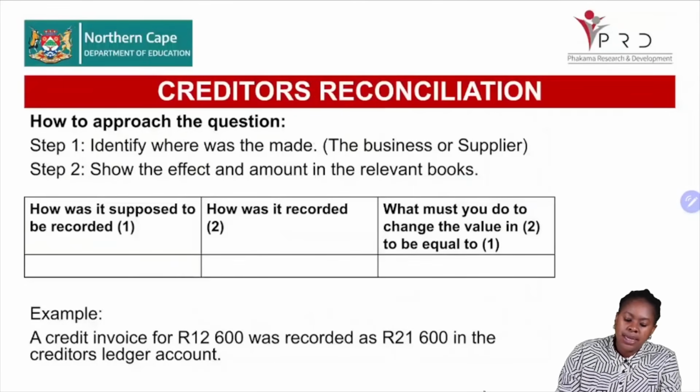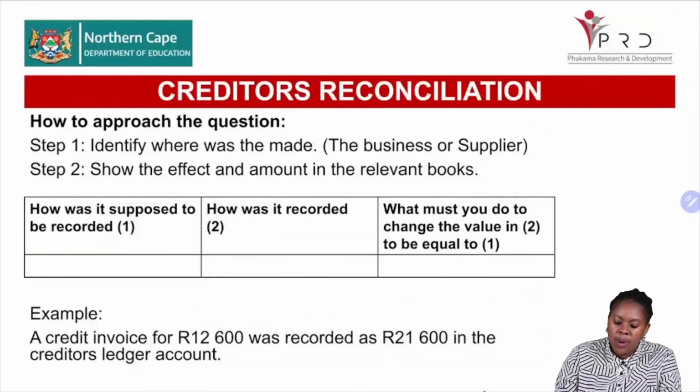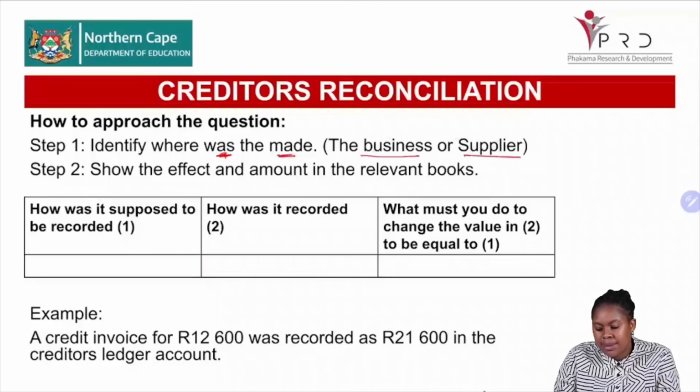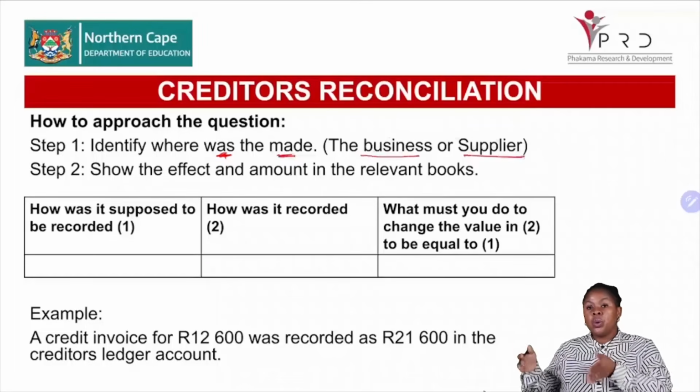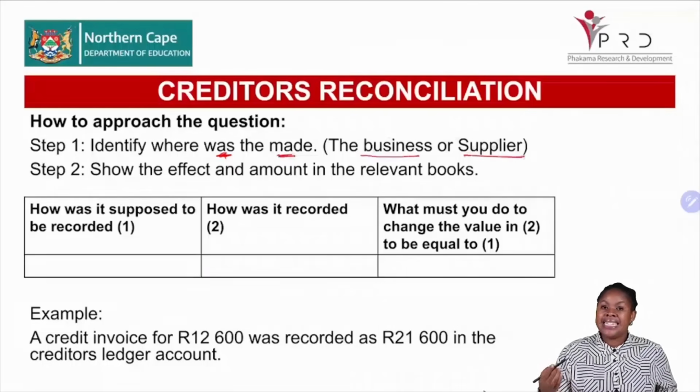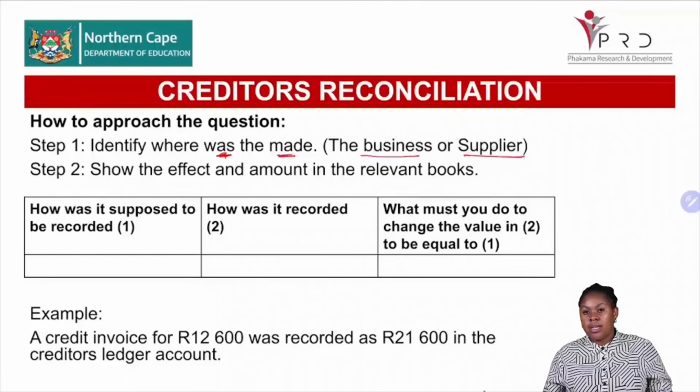First things first, you identify where the error was made, meaning who made the error. Was it the business or was it the supplier? Then you know whose books you need to actually correct. That's the first step. The second step is that you need to indicate the effect on those particular transactions.